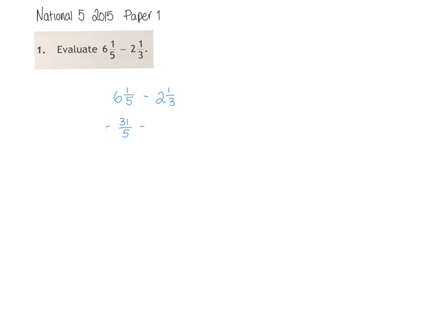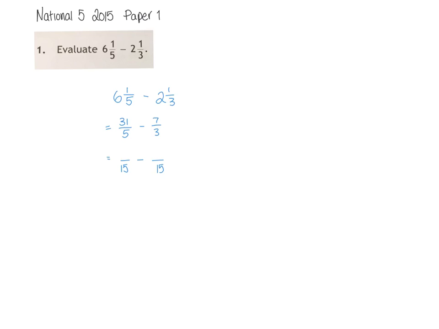And we're going to be taking away 2 whole units make 6/3, so we've got 7/3. So that's our first step. So now we need to change it so they have a common denominator. So if we look at 5 and 3, the lowest common multiple, so the first number that's in both those times tables, is going to be 15.